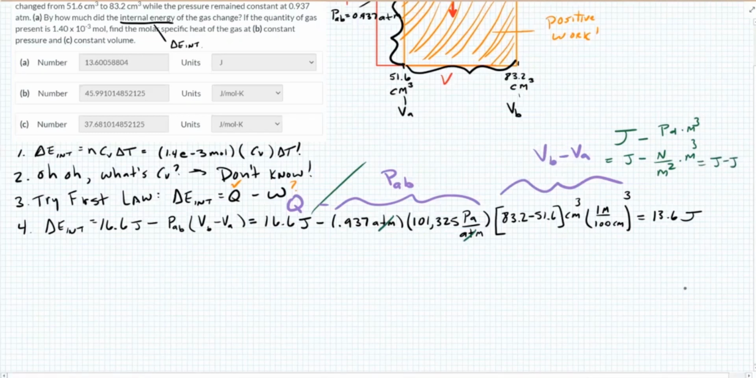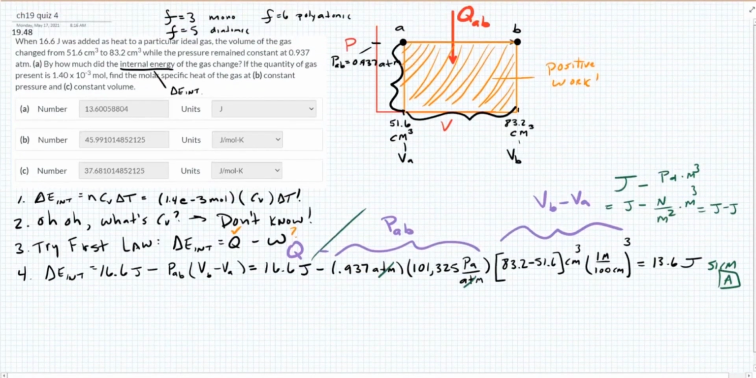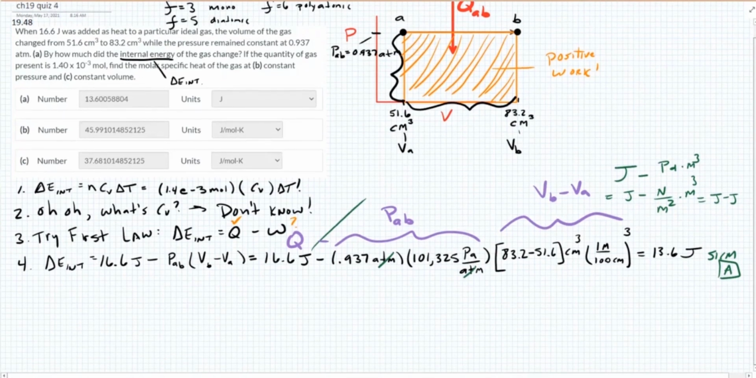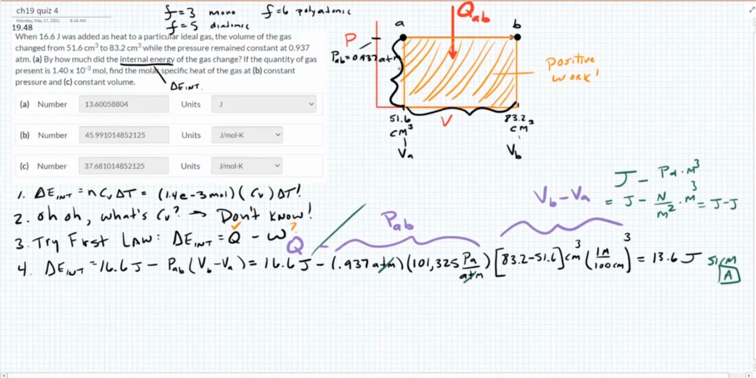Okay. Store alpha A. That's part A. B says, find CP and find CV. Okay, so that's what we're done with part A.